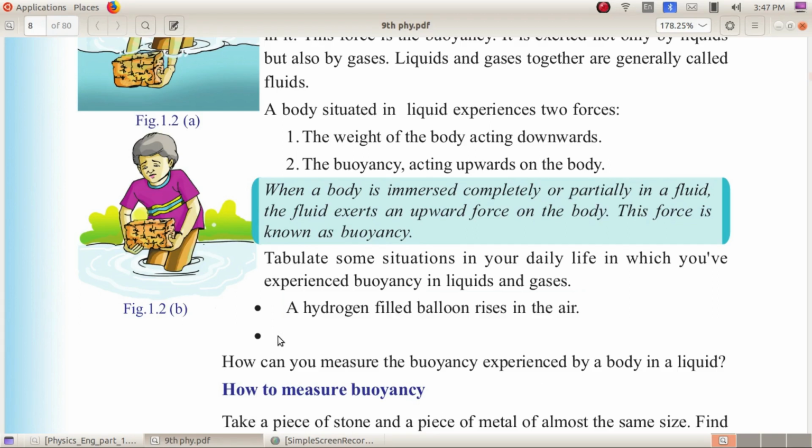Now, we have to fill this. That is, we have to say another example where we experience buoyancy. We can say the case of a ship floating in the sea, or the aeroplane flying in air.